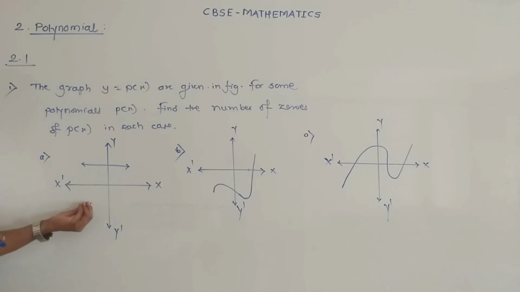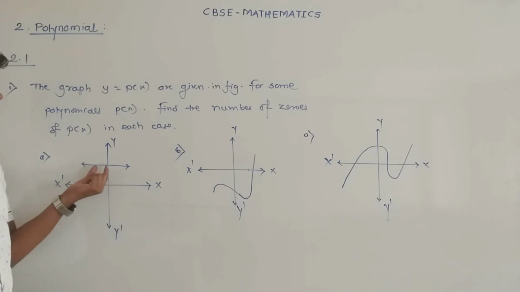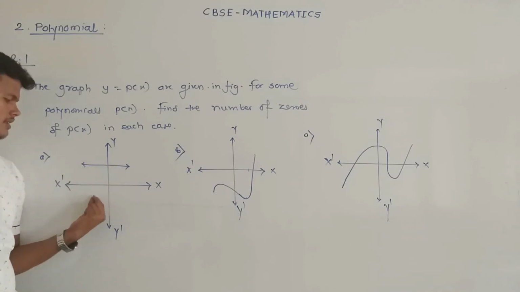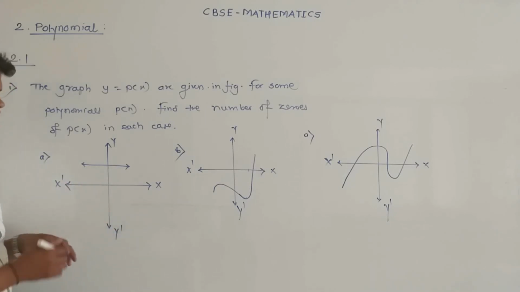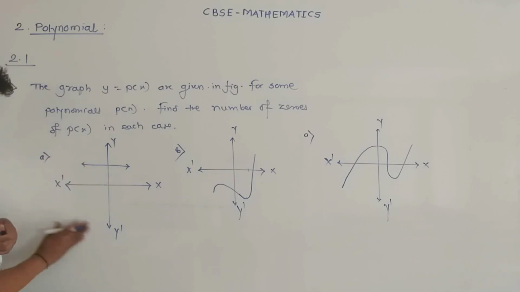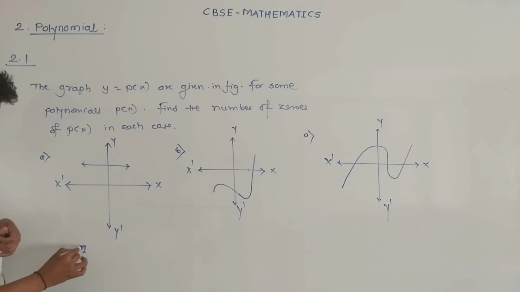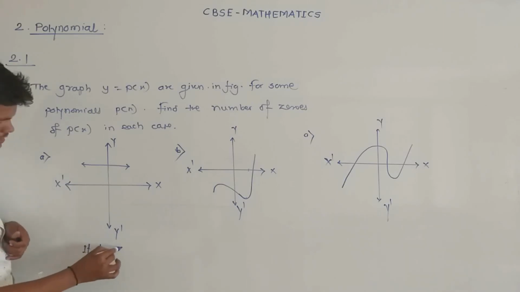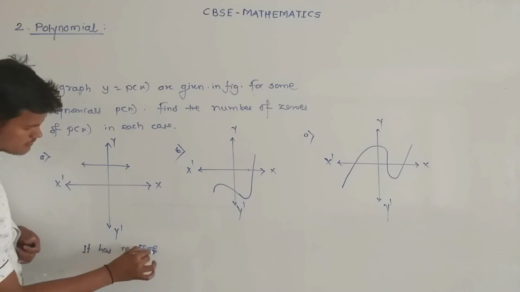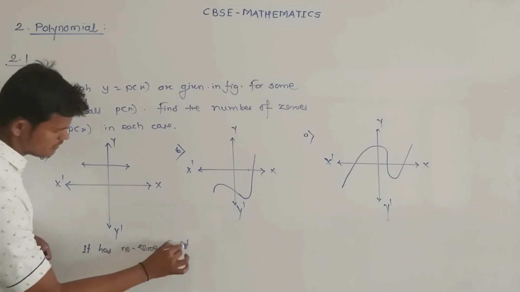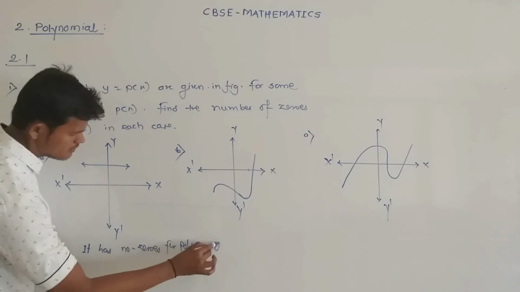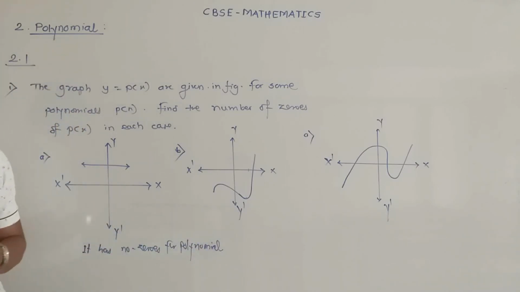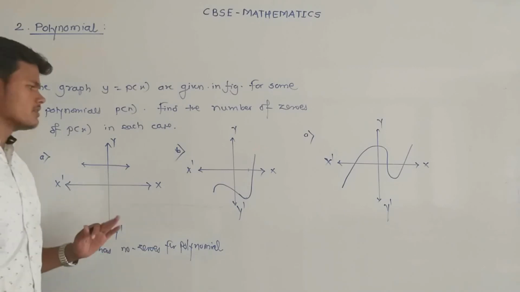So for the first graph, the line intersects the y-axis. That means it does not intersect the x-axis. If a line is not intersecting the x-axis, that means it has no zeros for the polynomial. So for the first case, it has no zeros for the polynomial because it does not intersect the x-axis.